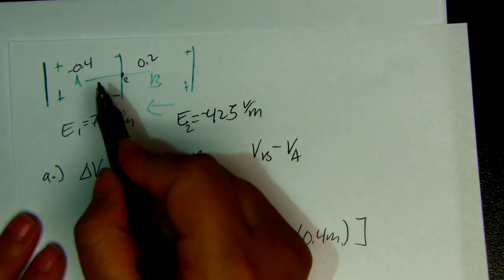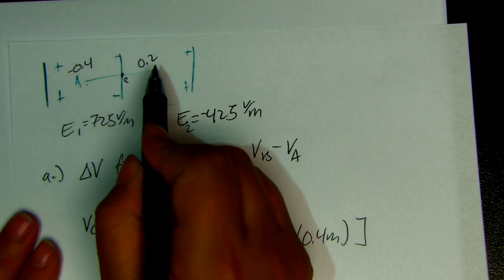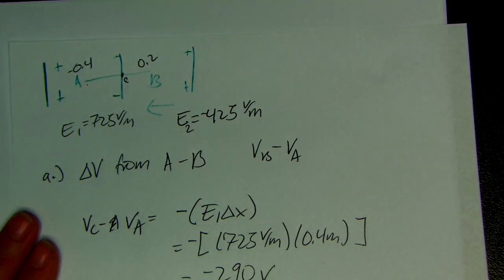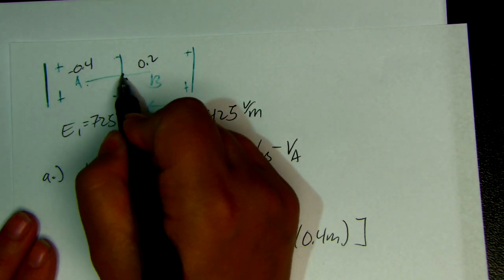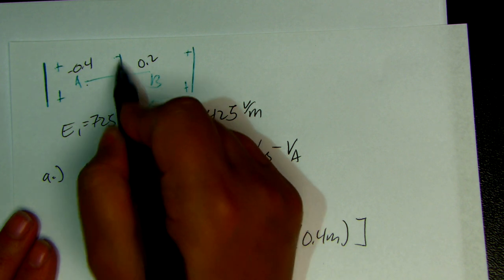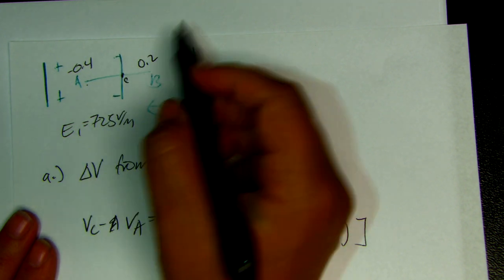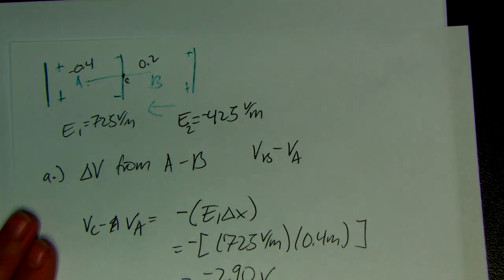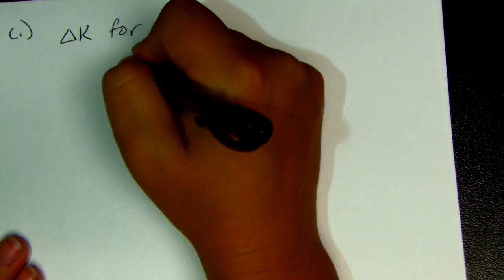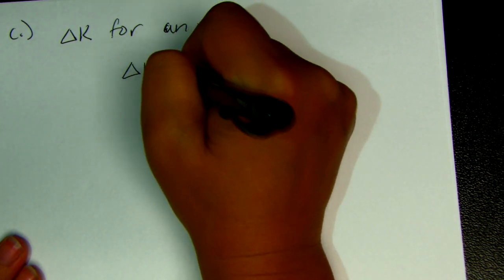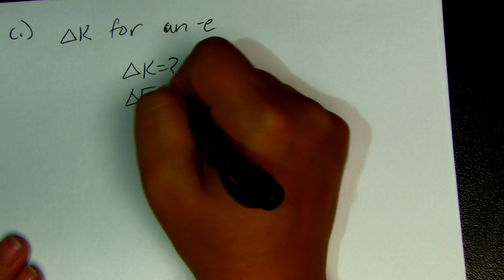And we want to know if we moved an electron from A to B, what would the change in kinetic energy be? So if we talk through this conceptually, the electron is going to slow down as it reaches the middle plate because it's going to be fighting that repulsion from the negative charges, and then it's going to speed up as it goes barreling towards this positive plate over there. So the change in kinetic energy for an electron, we have delta K is equal to question mark.